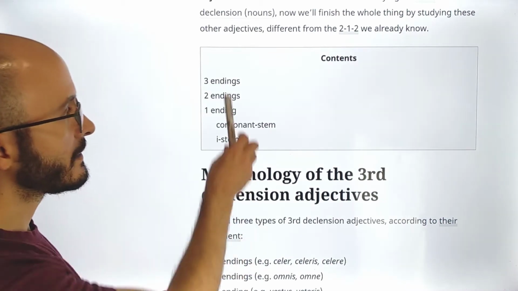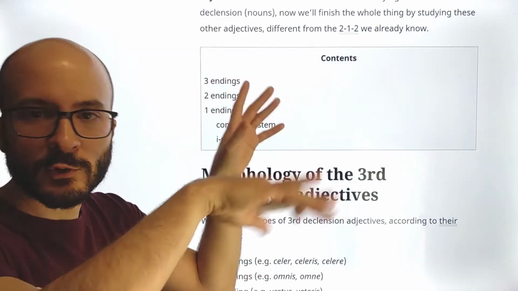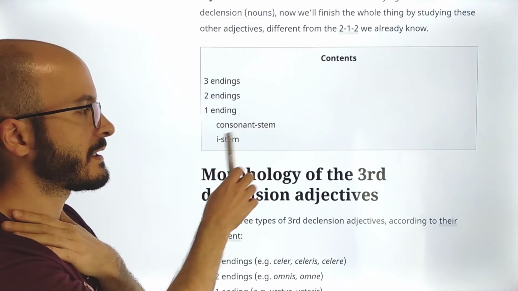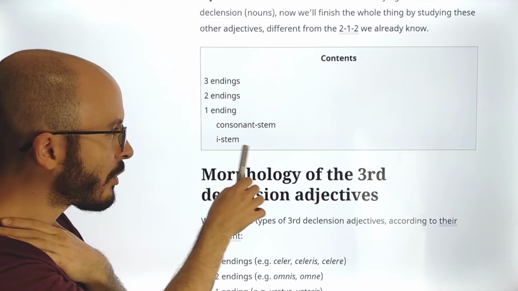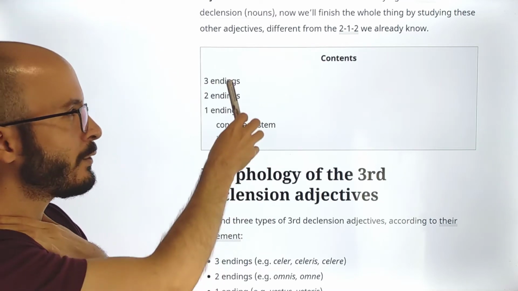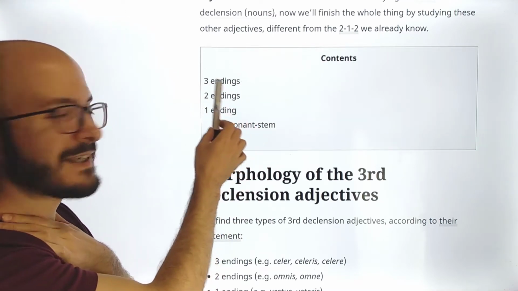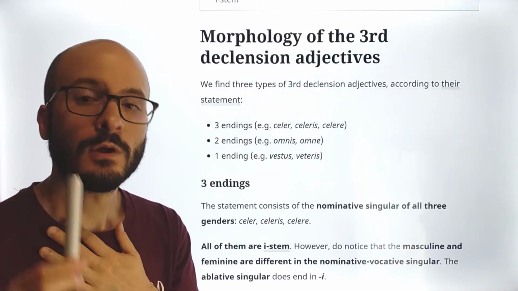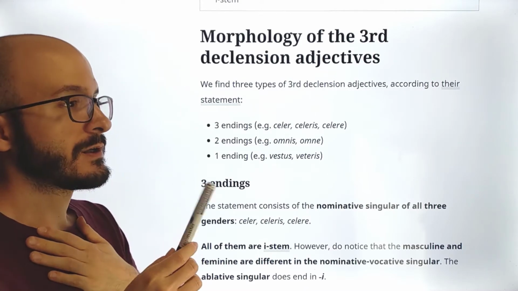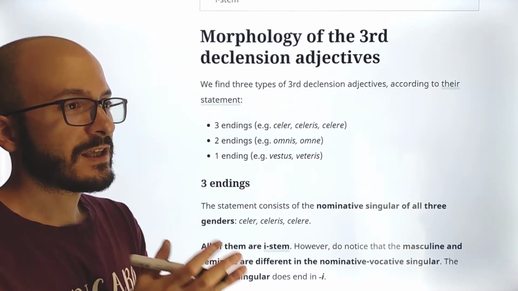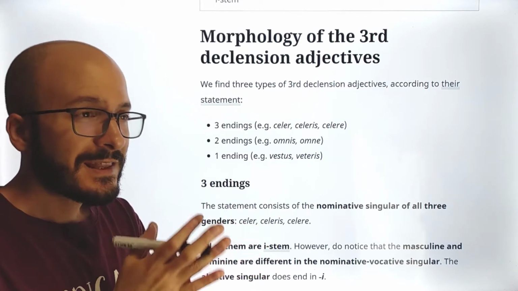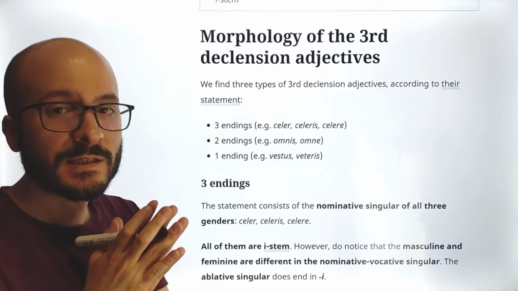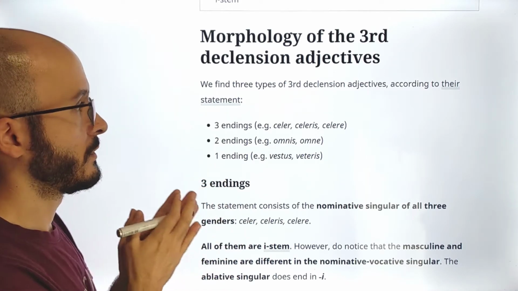Here you see more classifications, more groups. In this case we have these 3 endings, 2 endings, 1 ending, consonant stem, I stem. So we already know consonant and I stem, but now we have to study what exactly these 3 endings, 2 endings, 1 ending mean. Now you have to pay attention, because if you don't get this at first, later you won't know what we are talking about. So it is important that you pay attention to this.